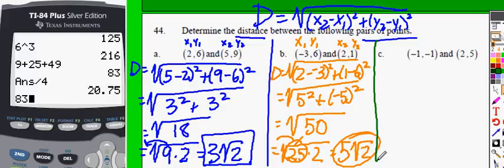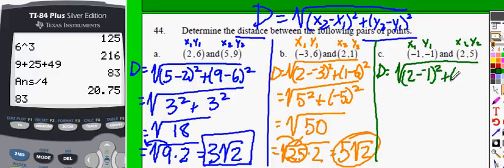All right, last but not least, we've got x1, y1, x2, y2. The distance between these is going to be the square root of x2, which is 2, minus negative 1 squared, plus y2, which is 5, minus negative 1 squared. 2 minus negative 1 is 2 plus 1, which is 3 squared, plus 5 minus negative 1 is 5 plus 1, or 6 squared.